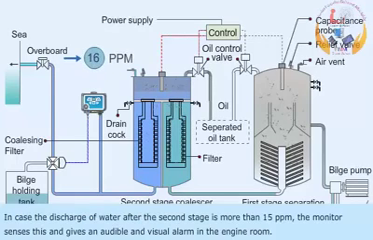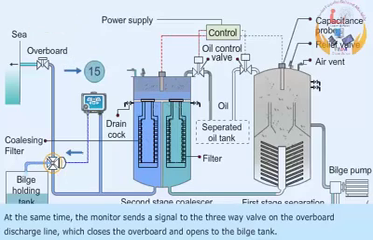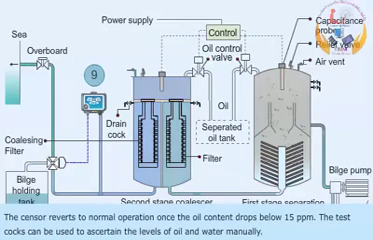In case the discharge of water after the second stage is more than 15 ppm, the monitor senses this and gives an audible and visual alarm in the engine room. At the same time, the monitor sends a signal to the three-way valve on the overboard discharge line, which closes the overboard and opens to the bilge tank. The sensor reverts to normal operation once the oil content drops below 15 ppm.